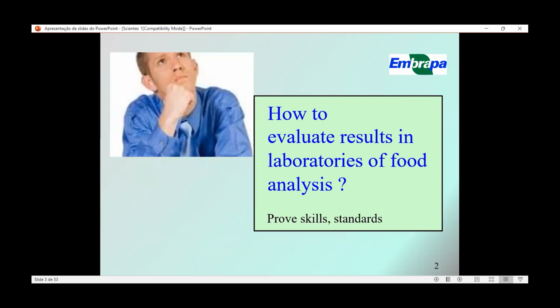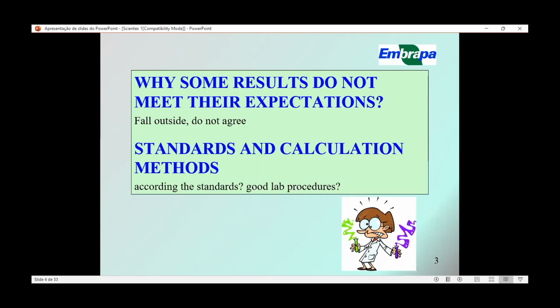How to evaluate results in laboratories of food analysis? This is one big question when we start to measure and to evaluate measurements we obtain in laboratories. Laboratories have to prove their skills when making analytical and bioanalytical measurements. To do so, standards must be followed, such as BS, ISO, UE, and others.